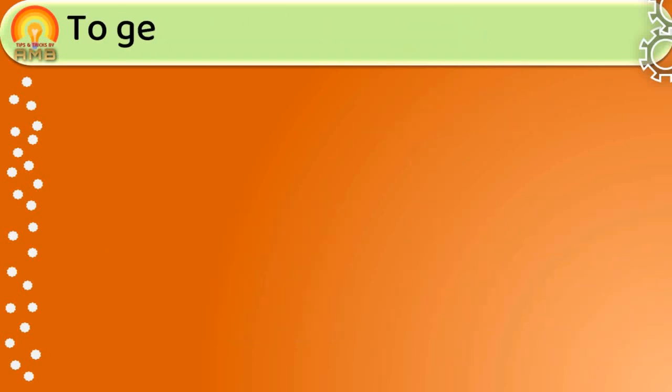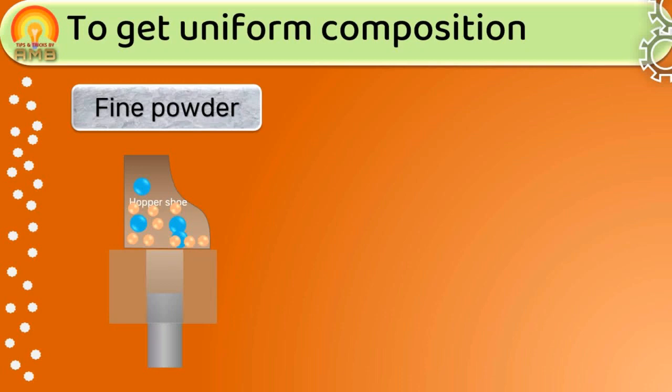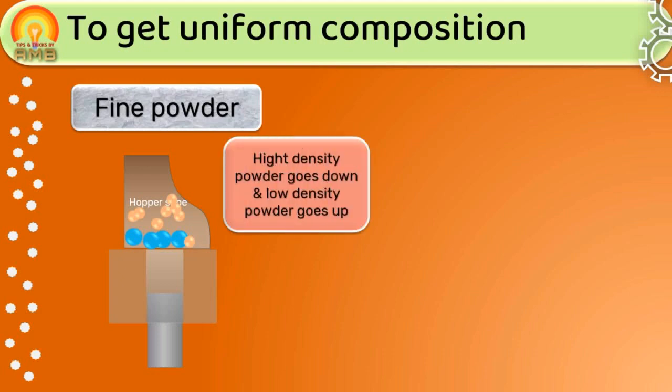Next reason is to get tablets of uniform composition. If powder mixture is used as such for compression, due to vibrations of the machine, separation or segregation of powders takes place as per density of the ingredients. Powder with high density goes down and powder with less density goes up.